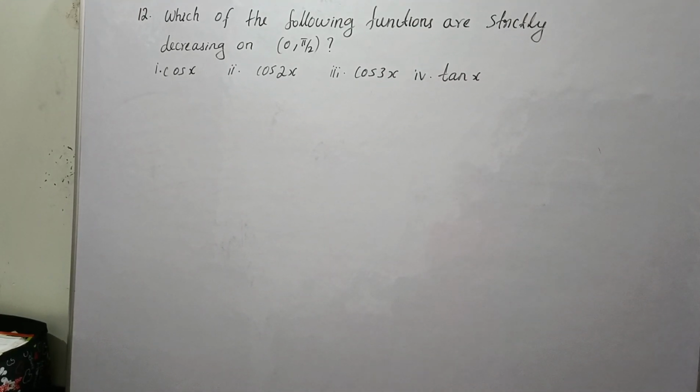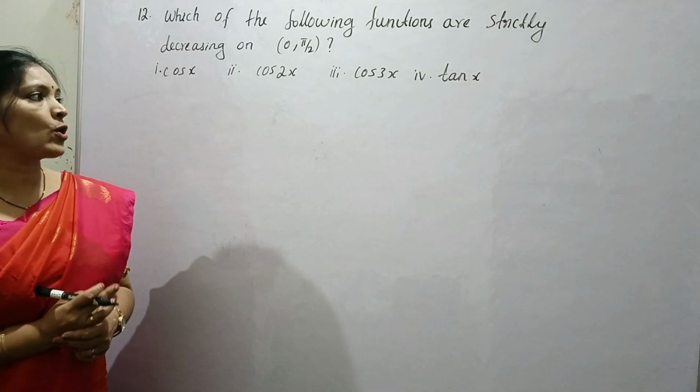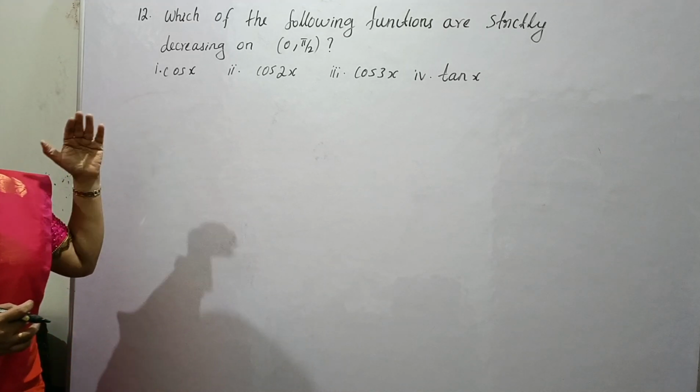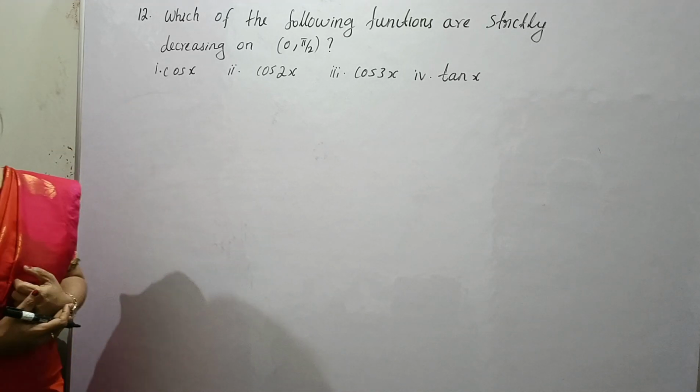Look at the next question. Which of the following functions are strictly decreasing on 0 to pi by 2? Cos x, cos 2x, cos 3x, tan x. Let's take one by one. Which of these functions are decreasing on 0 to pi by 2?